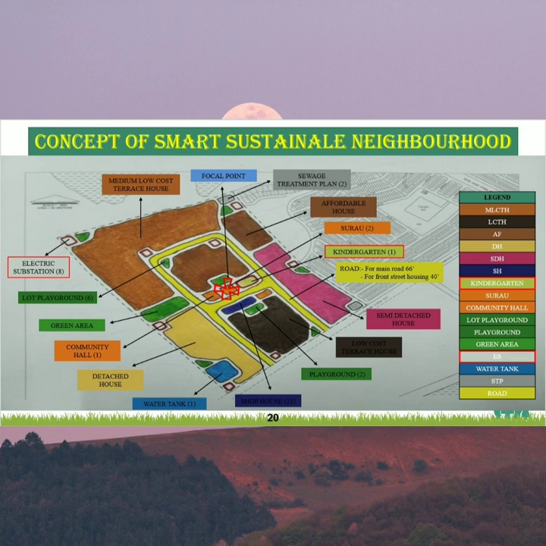For main road, 66 feet, for front street housing, 40 feet. Water tanks are usually located in high areas, and STPs are usually located in flat areas. The focal point is located between the surau, community hall, and playground.